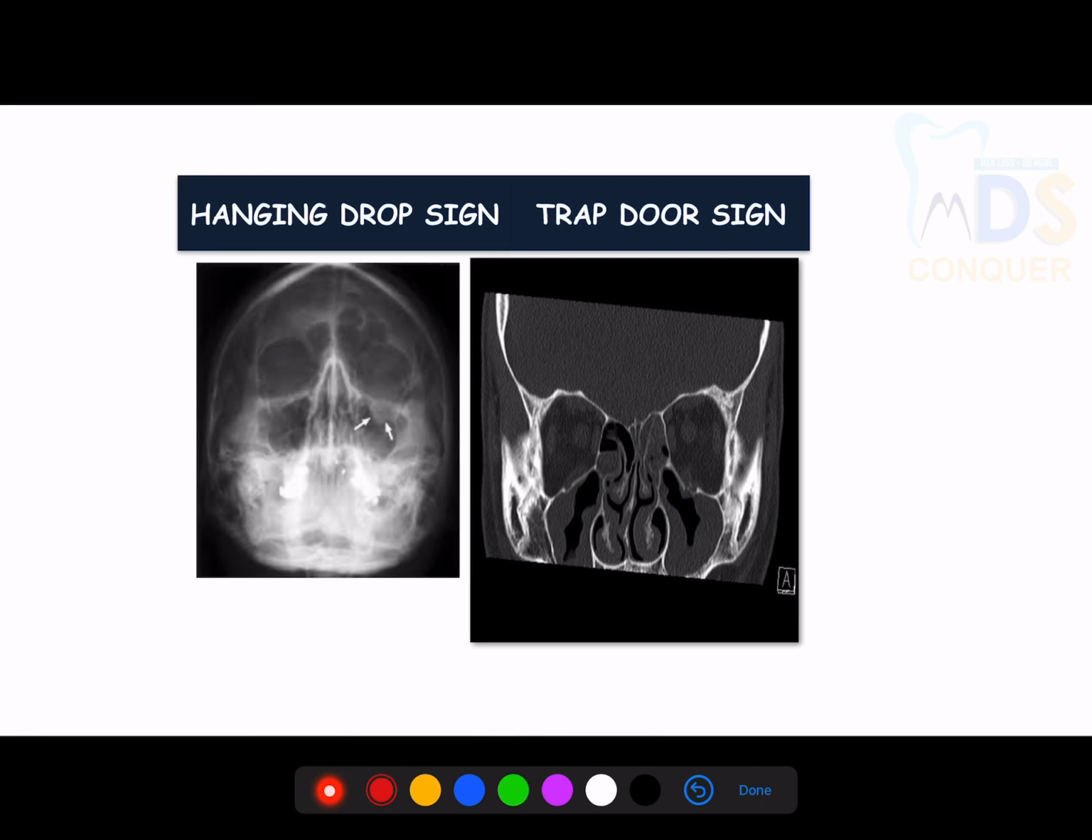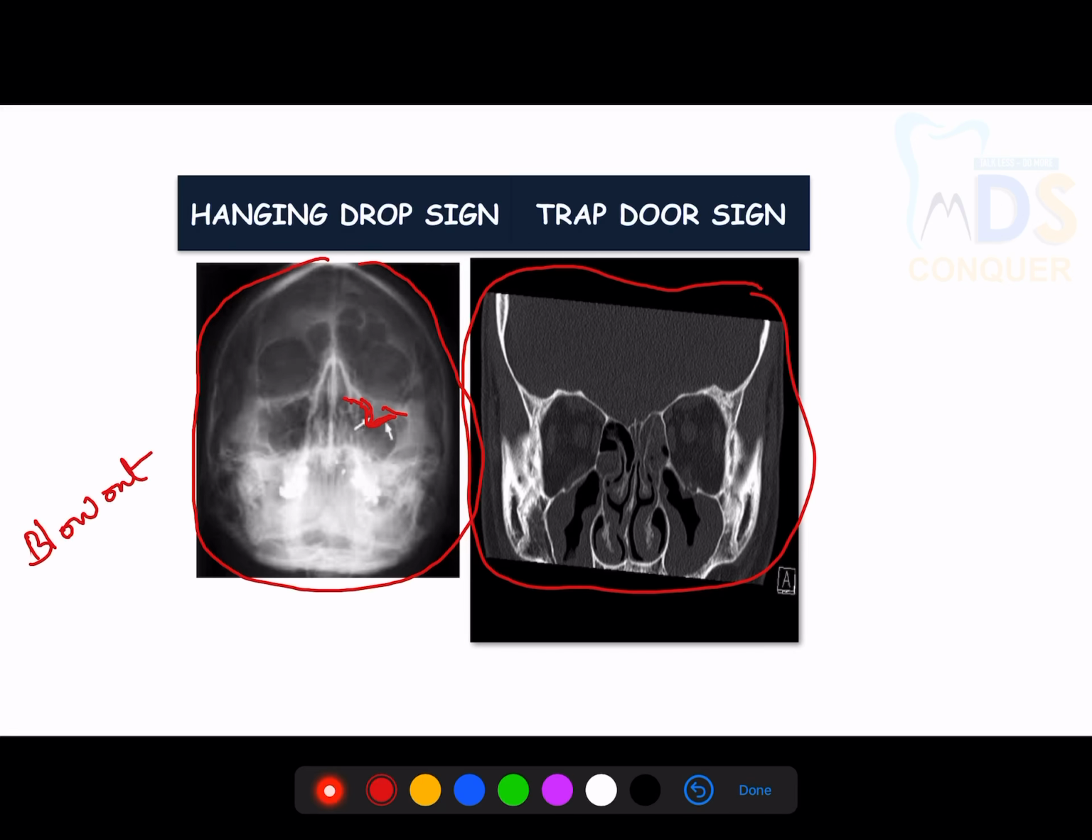Coming to the fractures. Here this is a Waters view, and this is a coronal CT. You can see here there is a hanging drop sign. This is the muscle of the orbital region because of the blowout or orbital fracture. You can see the muscle in a hanging drop sign, or here you can see it in the form of a trapdoor effect. So the hanging drop sign or trapdoor sign is seen in blowout orbital fractures.